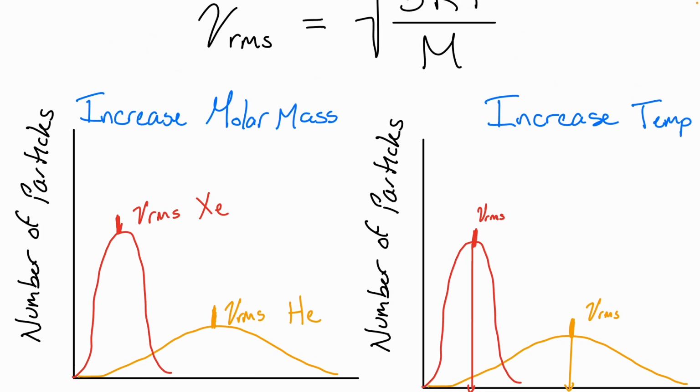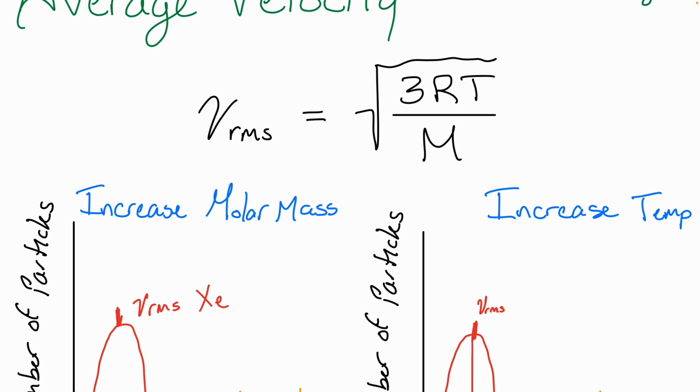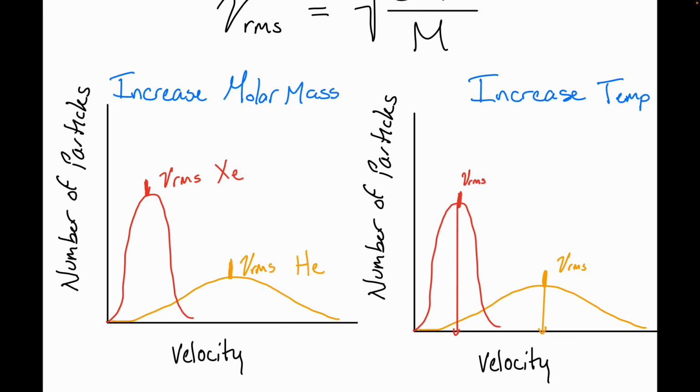High temperatures, right? And if we look at our equation here, we see that this root mean square velocity is directly proportional to the square root of that temperature, as opposed to inversely proportional like it is for molar mass. So this would be our high temperatures, and this would be our low temperatures.